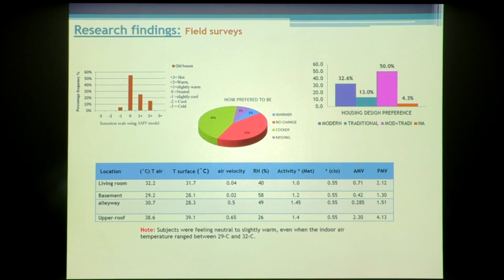This is just where we assessed the thermal perception of people. Most people are okay, they don't want change, or they slightly want the environment to be cooler. We also compared the AMV and PMV modeling, the comfort modeling. We found that the adaptive model works better for traditional housing.